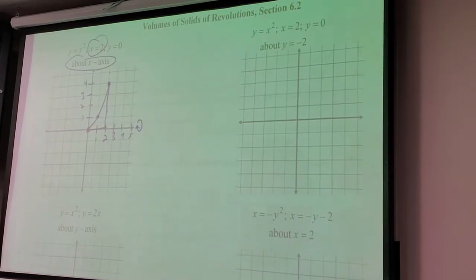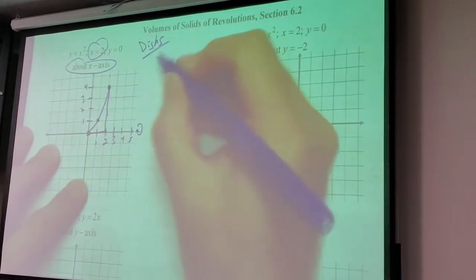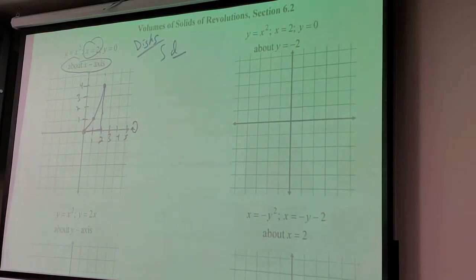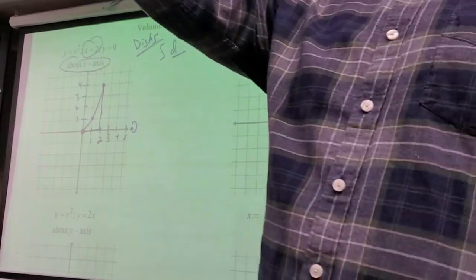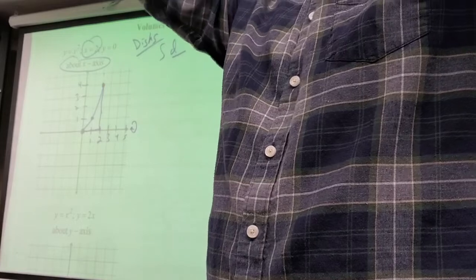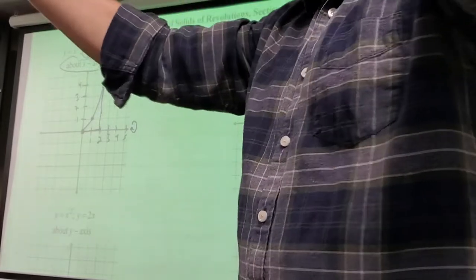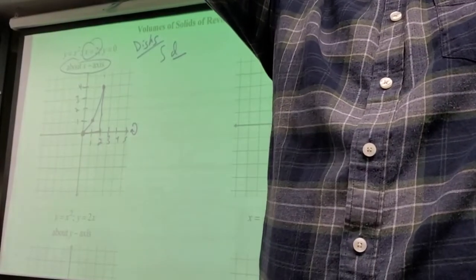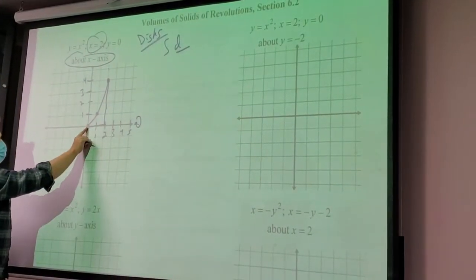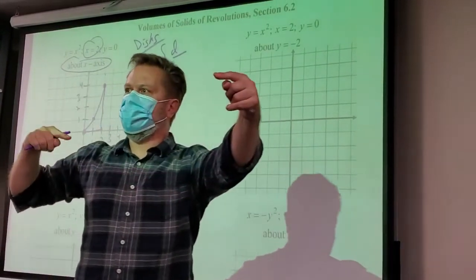So first question for you: if we want to use disks, what does the integral have to be? Integral d what? For disks, it'll be integral dx. If it's parallel to the x-axis, it's dx. If it's parallel to the y-axis, it's dy. This is the x-axis, so it's dx. And why does that make sense? Because once I rotate this, I'm going to locate my disks along the x-axis, so I need to move along the x-axis to find them.